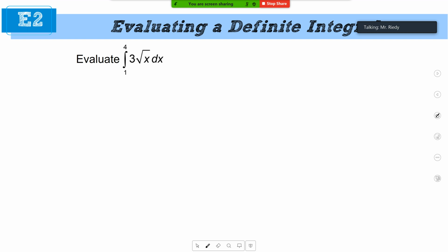Try this one on your own. Now, there's two things I'm looking for. One is seeing if you can still do an antiderivative because it's been a while. And the second one would be if you understand the fundamental theorem of calculus and are able to plug in numbers. Don't be bashful if you need to pick up that calculator to plug and chug.